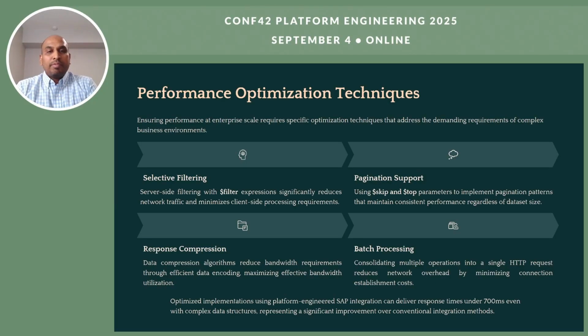Enterprise scale performance in OData is achieved through several key optimization techniques: selective filtering, pagination support, response compression, and batch processing. Selective filtering uses server-side filtering with the $filter expression to retrieve only what is necessary and avoid unnecessary data loads. Pagination support is implemented using the $skip and $top parameters.